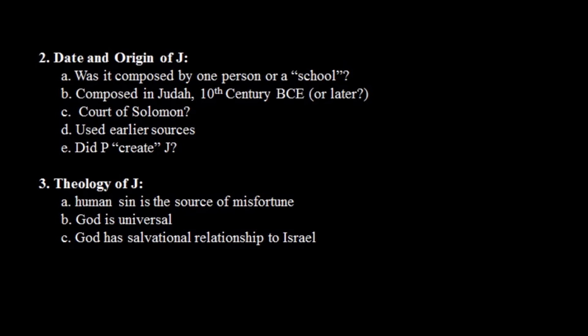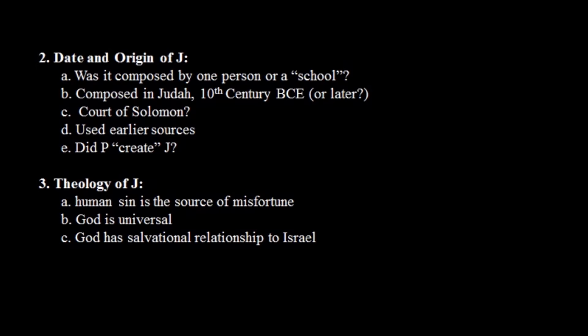So some people think it came out of the court of Solomon. We know that J uses a lot of earlier sources, again from oral traditions and some documentary stuff. But some people say there is no J. P created J out of a whole bunch of disparate texts. But most people believe that J is an independent source from the south that the P people then edited in with the E material into the first 4 books of the Torah.